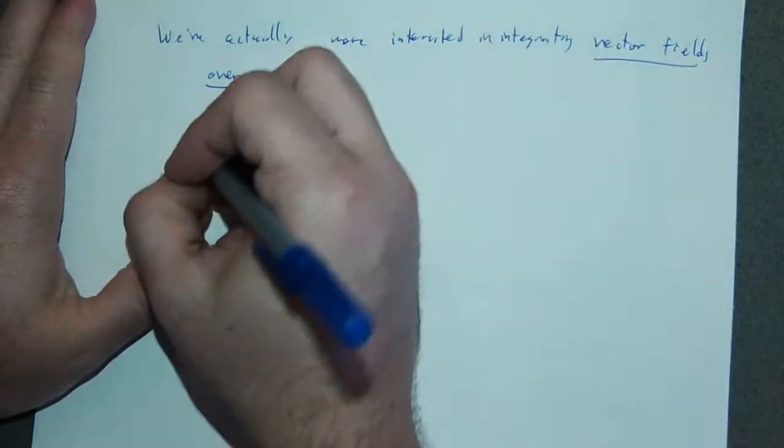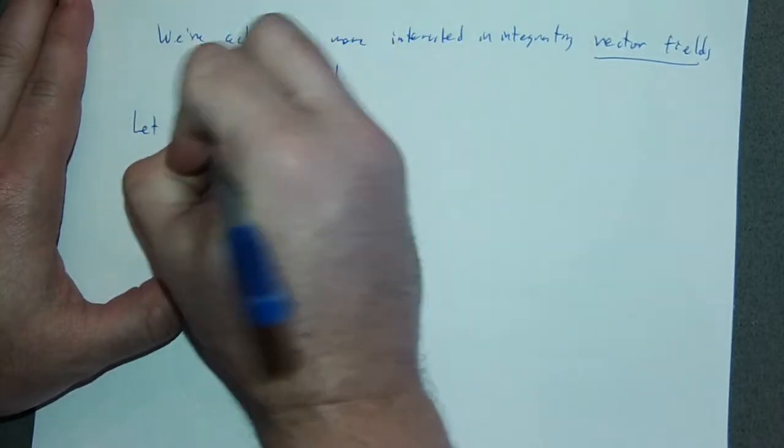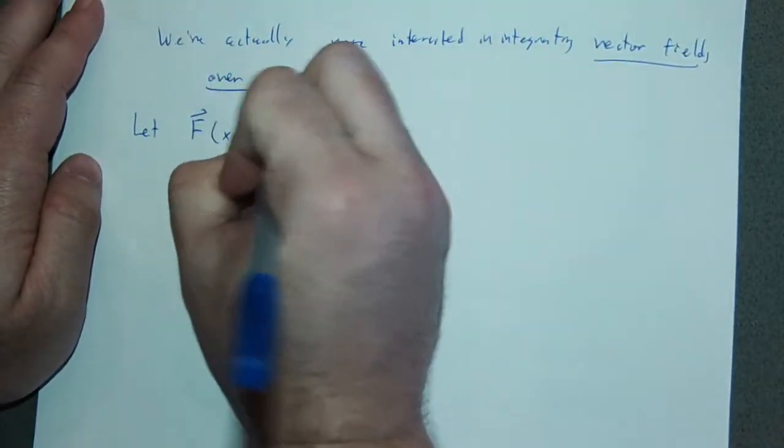All right. Okay. So how is this done? Let's say we have the exact same scenario. Let big F of x, y, z be a vector field.